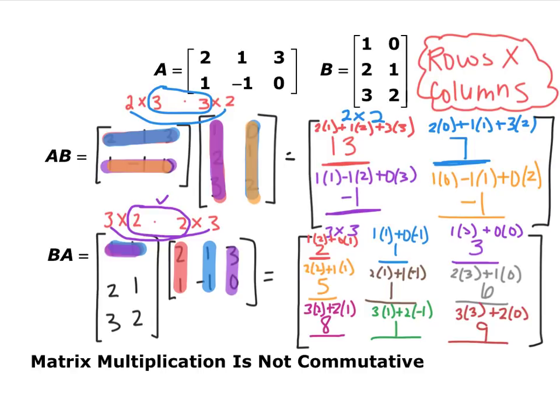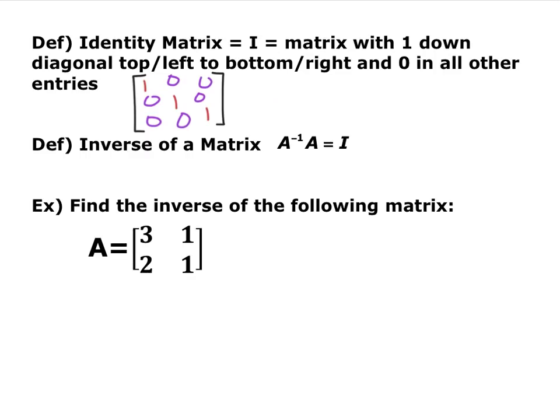So in matrices, we have an identity, just like we do in regular addition. 0 is an identity for addition. Anything plus 0 is itself. And 1 is the identity for multiplication. Anything times 1 is itself. We have an identity matrix. So it's a square matrix, so 3 by 3, 2 by 2, 7 by 7, with 1s down the diagonal from upper left to bottom right, and 0s everywhere else.